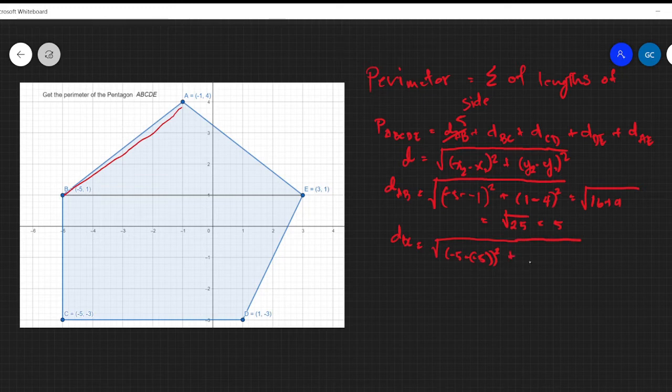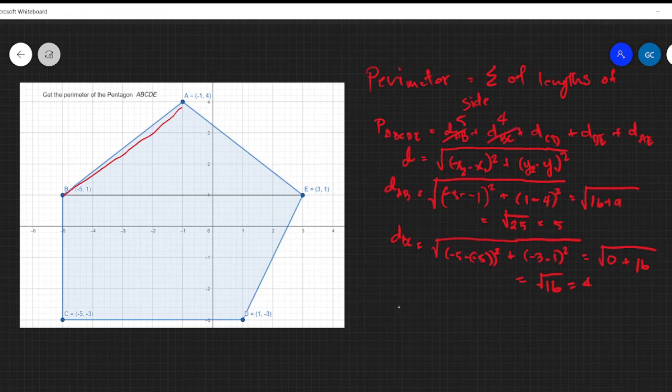Plus, we have here negative 3 minus 1 squared, so that will be 0 because this will be positive. So we have 0 squared, that's actually 0, plus we have negative 4 squared, that will be 16. And the square root of 16 is actually 4. So we have here 4.